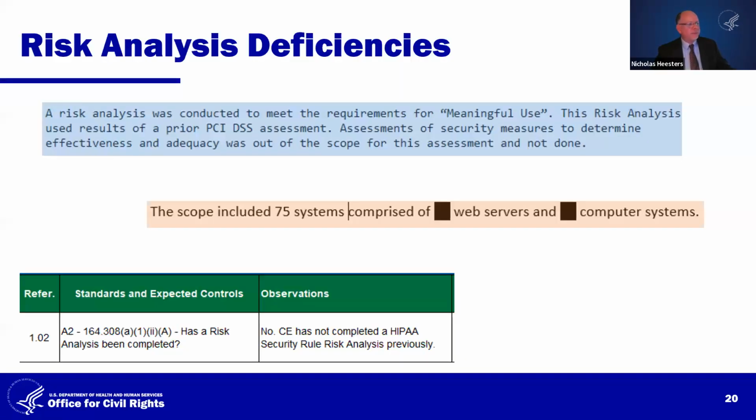So these are some examples of some deficiencies that we have come across over the past couple of years. There's a few issues with the top one. The top one talks about the risk analysis was conducted to meet the requirements for meaningful use. Well, there are some potentially problems with that. Meaningful use is part of MIPS now, the incentive program for Medicare, Medicaid, for CMS.